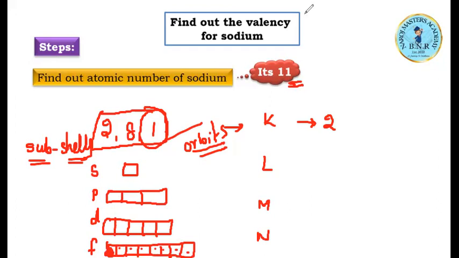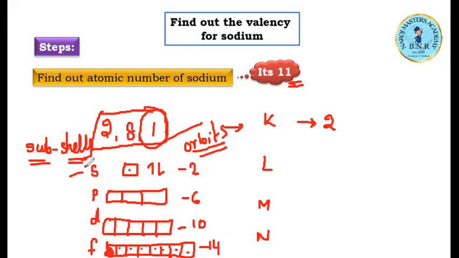Now remember only one thing: in each box, we can accommodate not more than 2 electrons. So for S, it is 2. For P, 3 twos are 6. For D, 5 twos are 10. For F, 7 twos are 14.